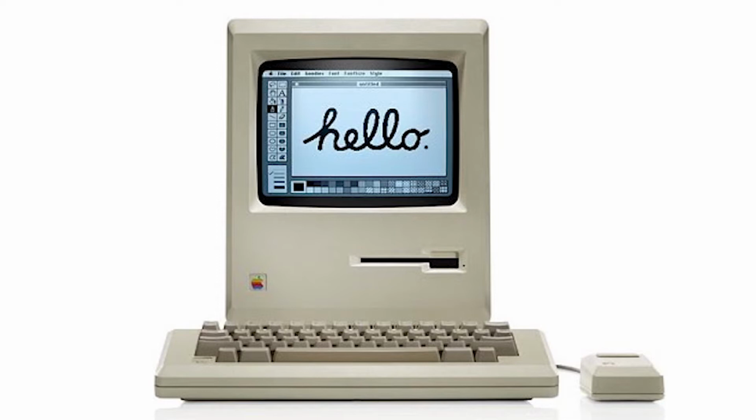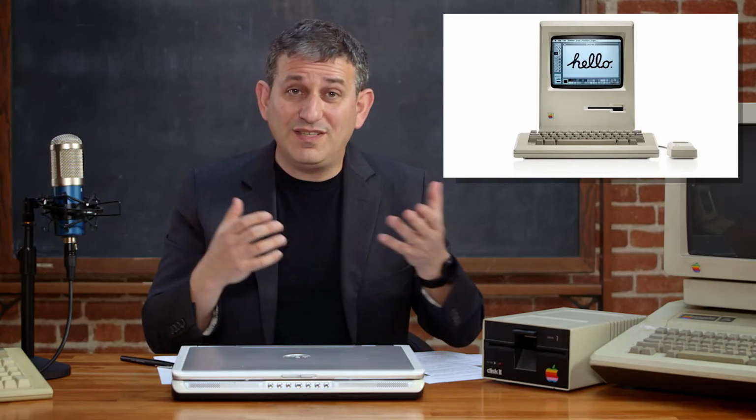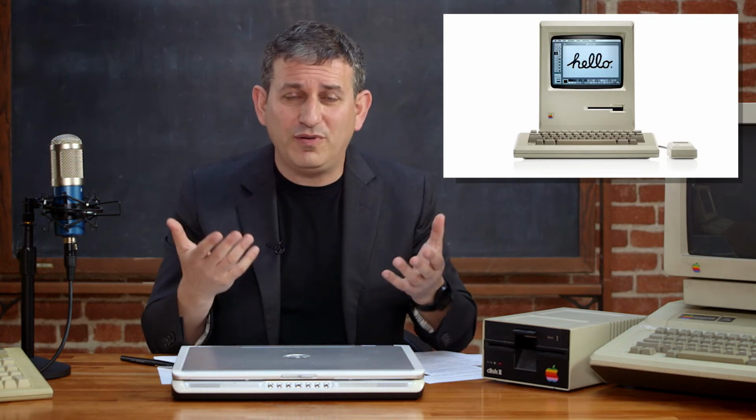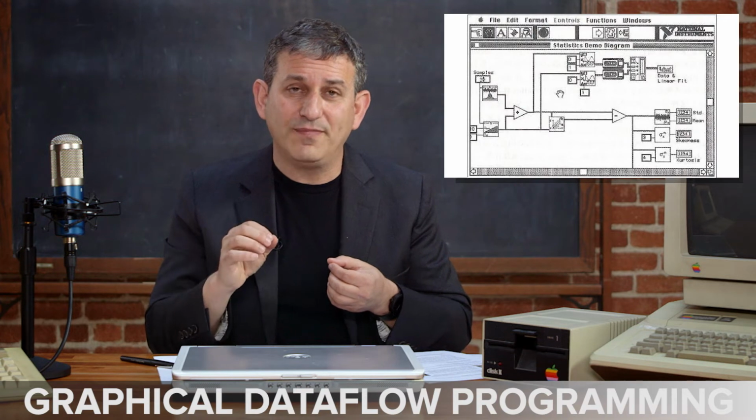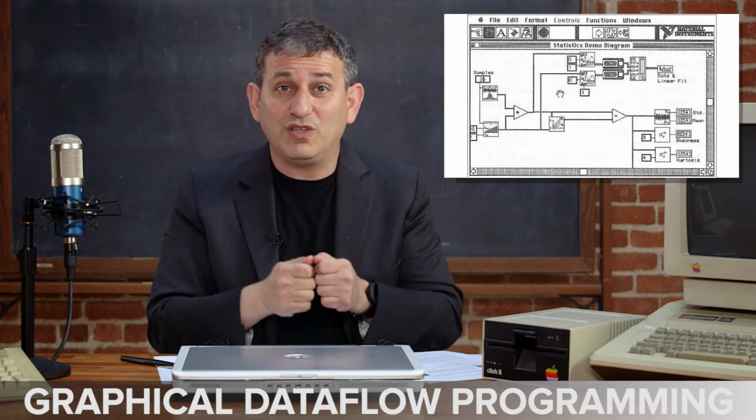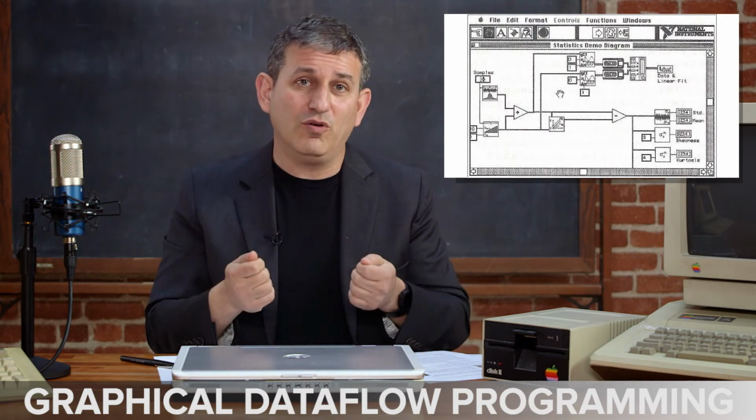Where did those interfaces come from? Well, maybe it's no surprise, but this idea goes back to the introduction of the Apple Macintosh, which shocked the world in 1984. Windows, icons, menus, and the mouse pointer, the WIMP interface, it changed the way we think about interacting with computers. And it also changed the way we think about interacting with programs. A piece of software was released 2 years after the Mac called LabVIEW. The idea with LabVIEW was what was called graphical data flow programming.